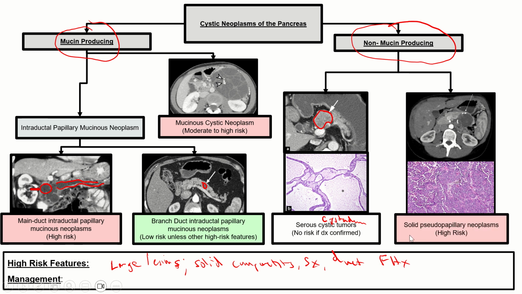The other one is going to be a solid pseudopapillary neoplasm. This is risky. It commonly can transition. It's commonly preneoplastic. So management would be for really high risk lesions. So let's say main duct IPMN, mucinous cystic neoplasm, or solid pseudopapillary neoplasms. If it's high risk, you really want to resect.